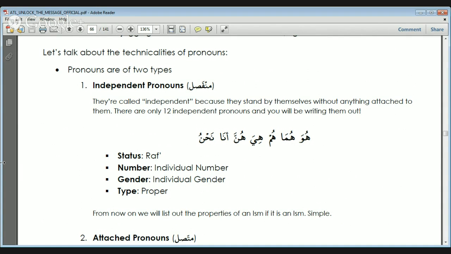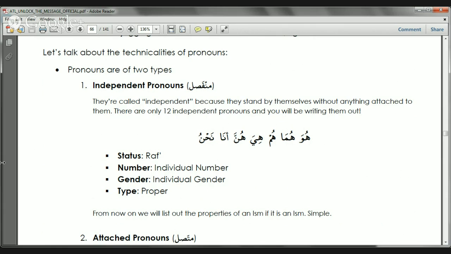There are 12, and you'll be writing them out today. An example of some of them is huwa, which means he, huma, which means both of them, hum, which means them, hiya, which means she, hunna means all those women, ana means me, nahnu means we. These are the majority of them, but there's 12.